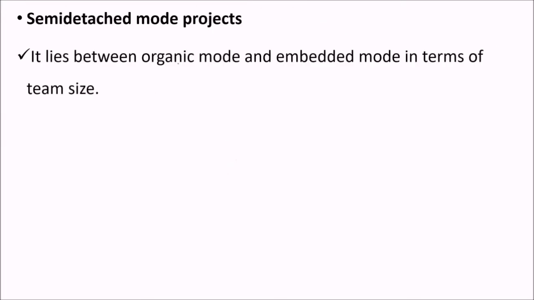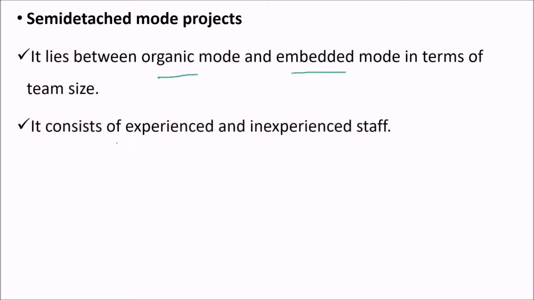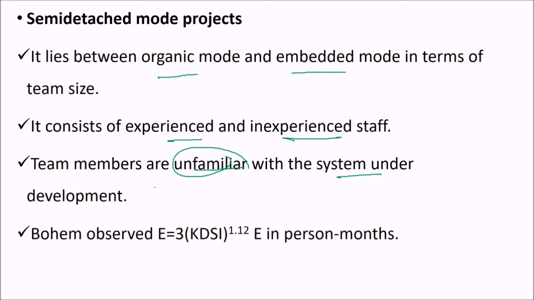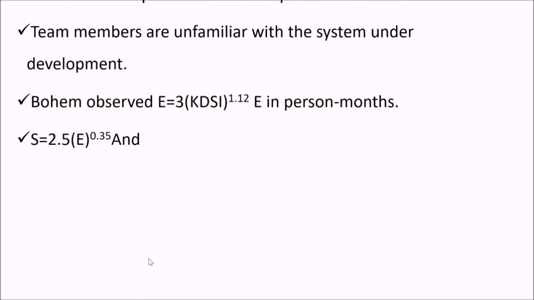Then we have the other one, that is semi-detached mode projects. It lies between the organic and the next coming embedded mode in terms of team size. It consists of experienced and inexperienced staff together. So team members are unfamiliar with the system under development. They are not familiar with what they are making. So this is given by E equals 3 into KDSI to the power 1.12. E is again in person month. And the schedule is given by 2.5 E to the power 0.35.